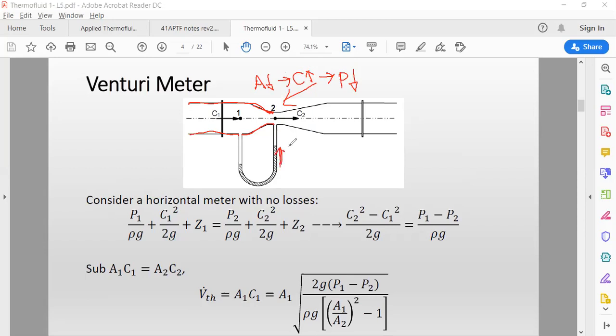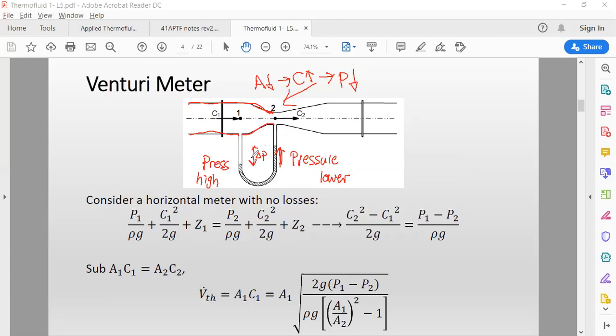So the pressure here is lower, so the manometer reading here is higher. Whereas over here, the pressure is higher, so the manometer reading is lower. So the delta P that we are talking about is the difference between these two. Something that we can observe, something that we can measure.